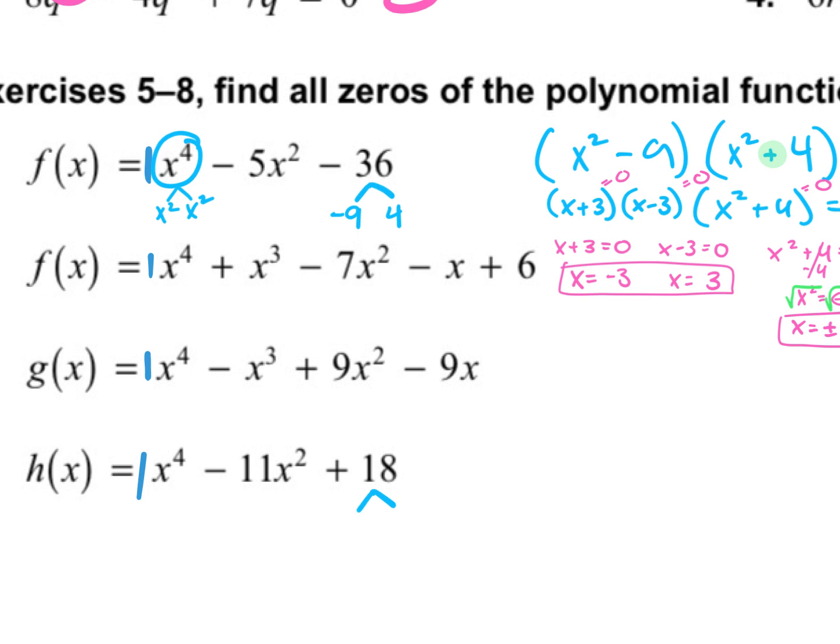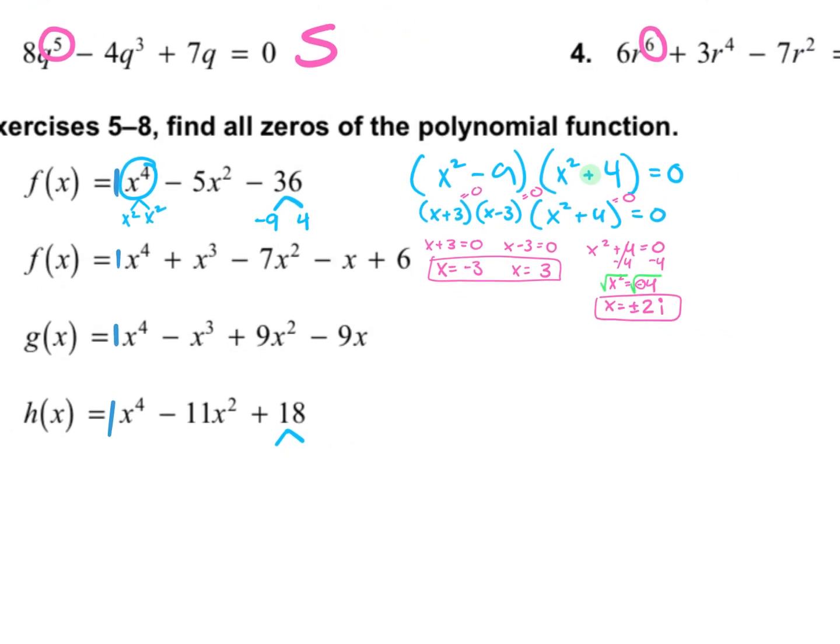Can we factor number 6? No. So what do we need to do if it doesn't factor? Last over first. So what are factors of the last term? So you have plus or minus 3, 2, 1, and 6. And then factors of our first are just 1.